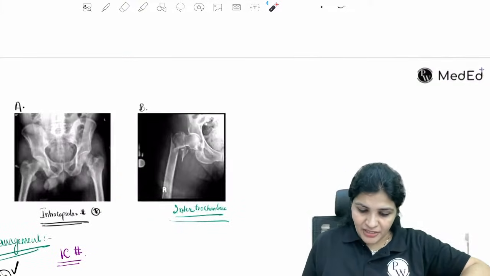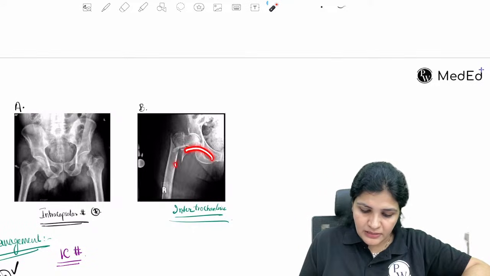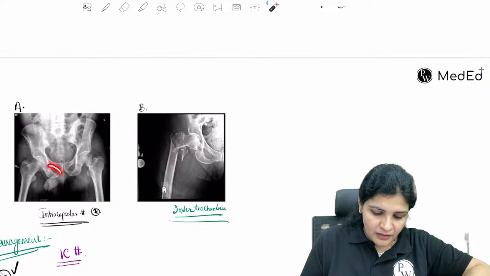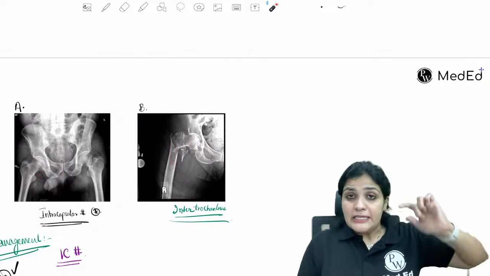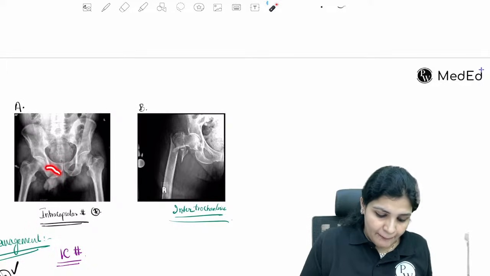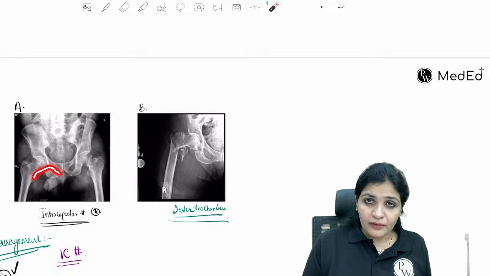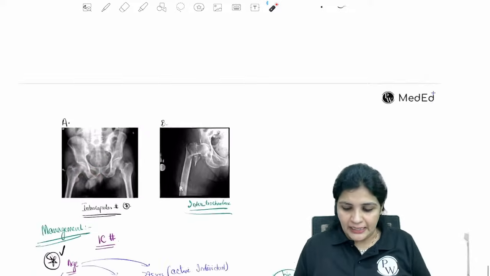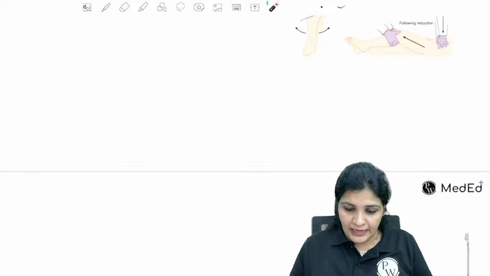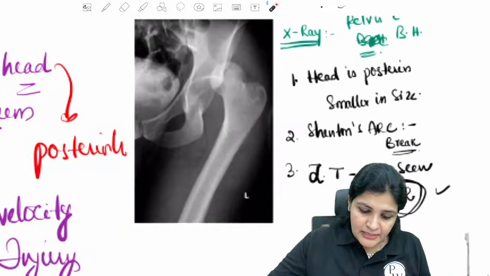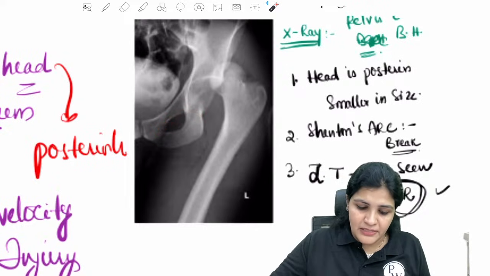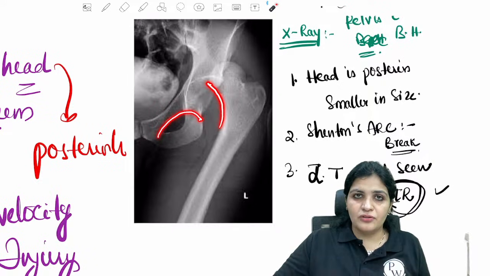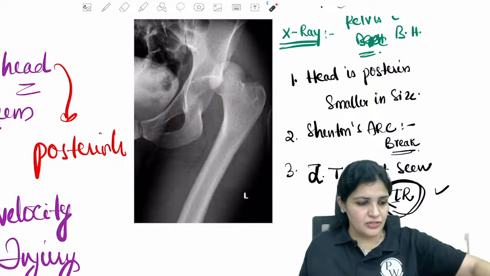But whenever there is a fracture, or if you see, this is the medial, right? So this is break in the Shenton's arc. So the inferior part of the superior pubic rami and the medial femoral neck is in line. So they form an arc. So this is the Shenton's arc. So here you can't see the Shenton's arc, right? This is the part of the superior pubic rami, inferior part, and this is the medial part of the neck. So there is a break in the Shenton's arc.